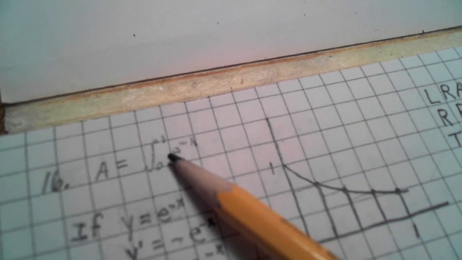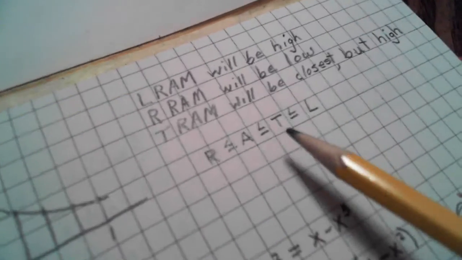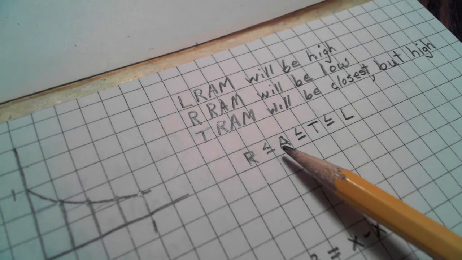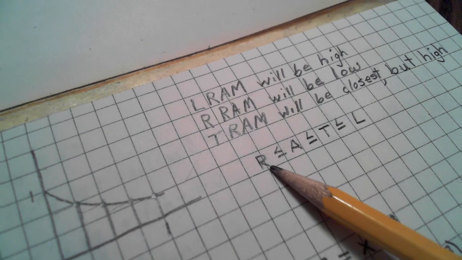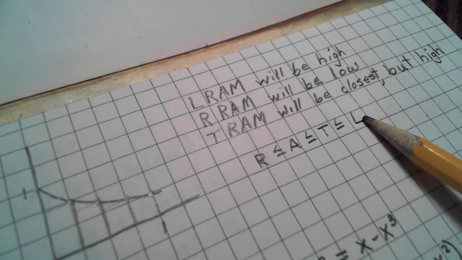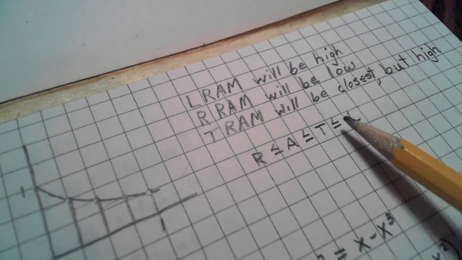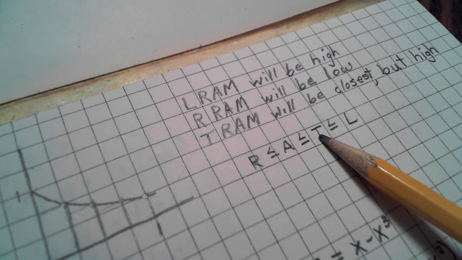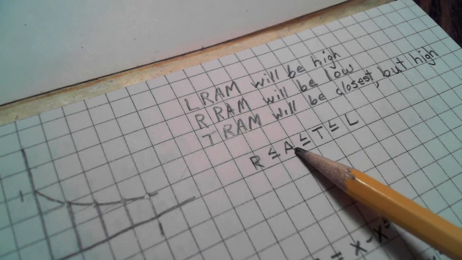A, of course, stands for the perfect answer by integral, so you should rate them this way. RRAM will be the lowest, LRAM will be the highest, and TRAM will be in between, just slightly above actual.